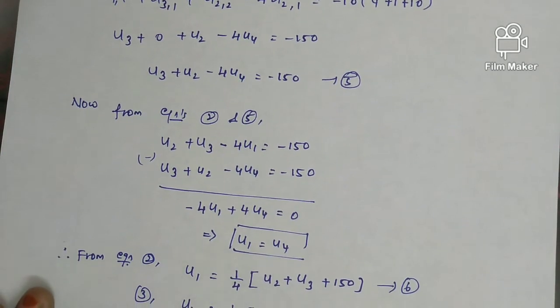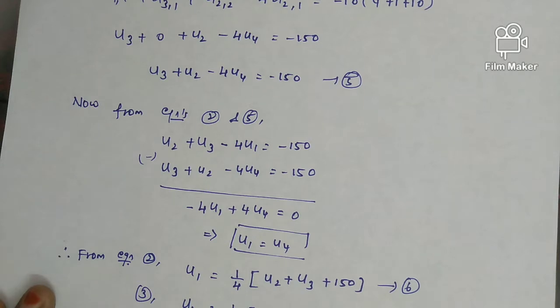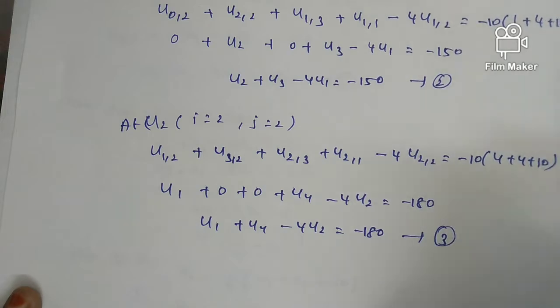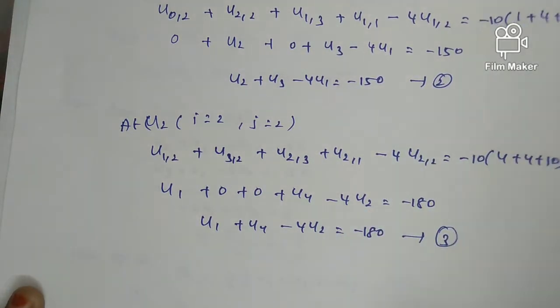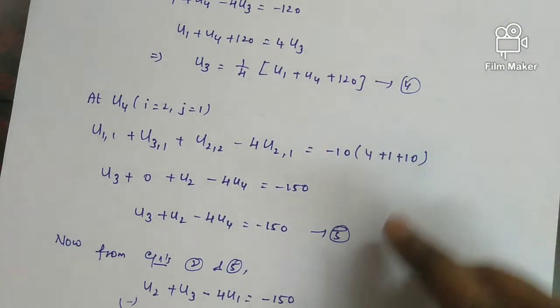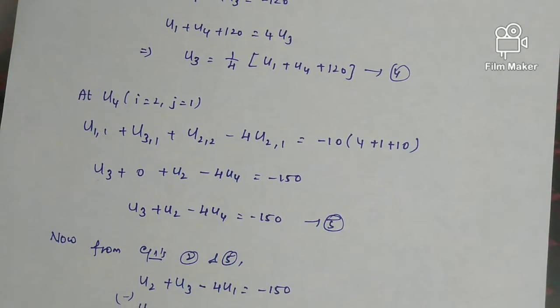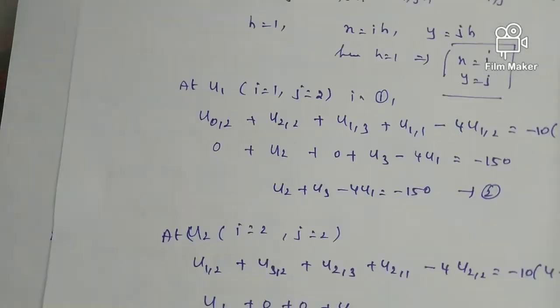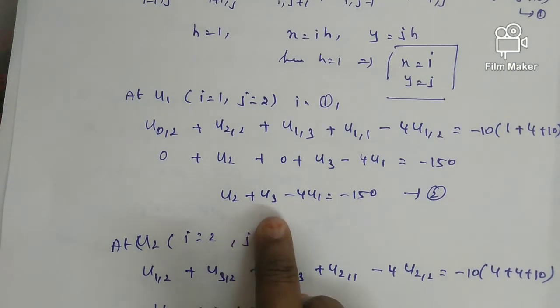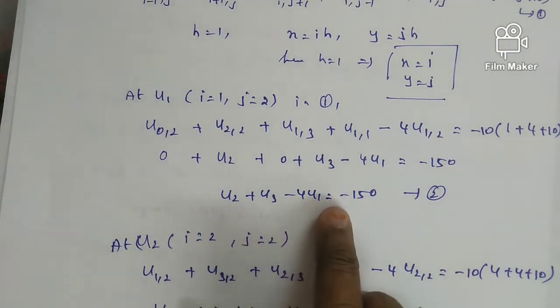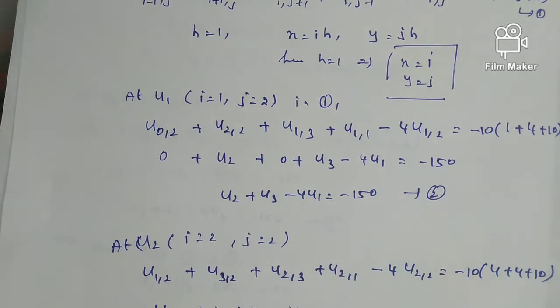Now from equations 2 and 3, we can use the Gauss-Seidel method for the iteration also. The choice is ours only, so we can choose as we like. Look at this: equations 2, 3, 4 and 5. Solving these 4 equations, we can get the values of u1, u2, u3 and u4. Now look at this equation 2, u2 plus u3 minus 4 u1 equal to minus 150. This is our equation number 2.